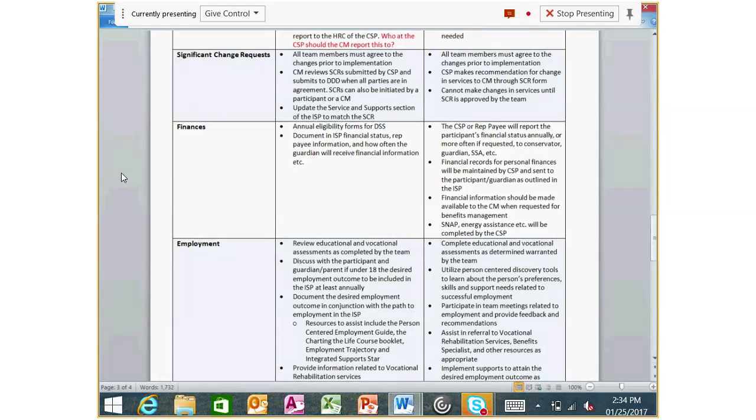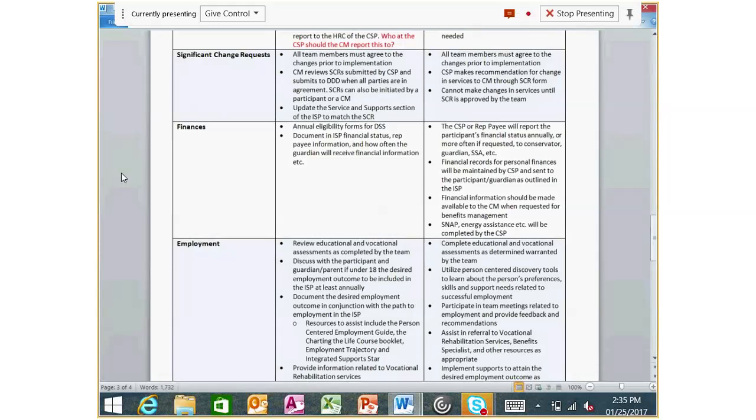For the CSP's role in significant changes, this is really making sure that all team members agree to the changes prior to implementation. So this is very different from the process that we had less than a year ago, but making sure that everyone agrees and that you know which changes are going to be made.